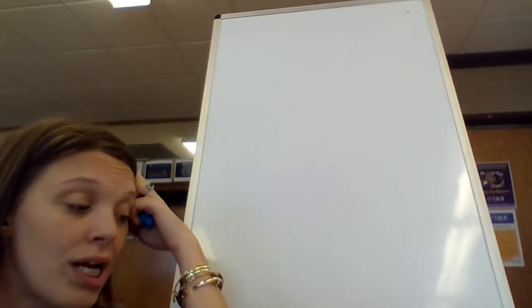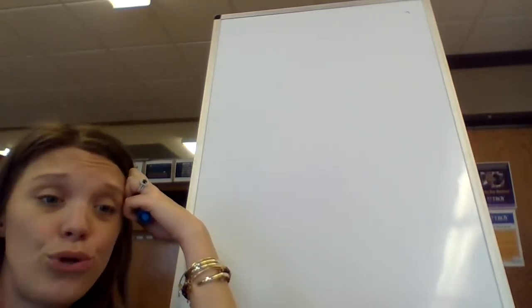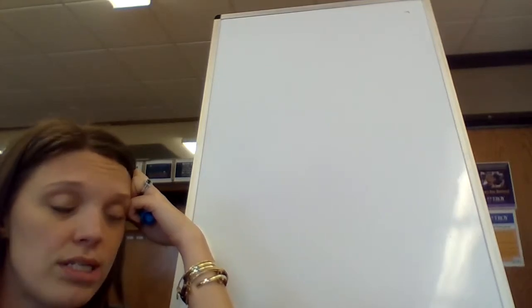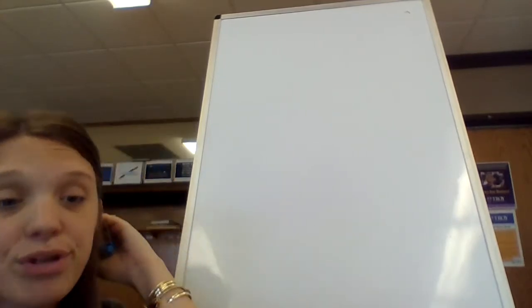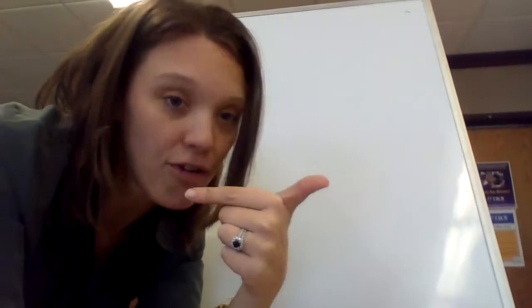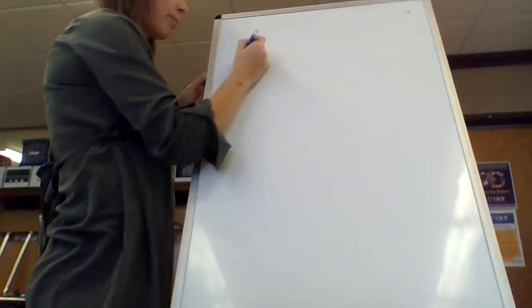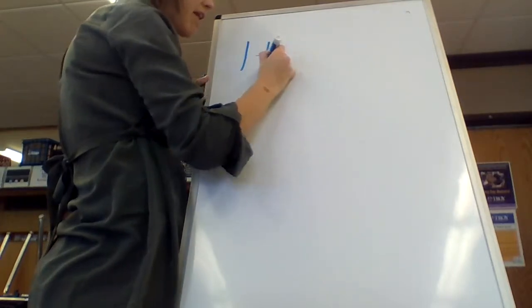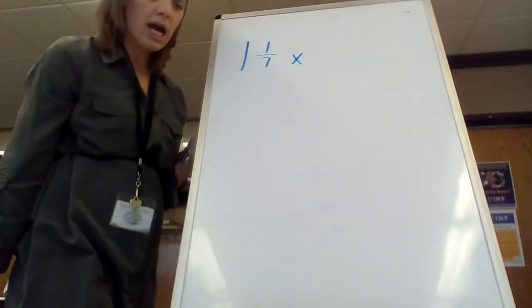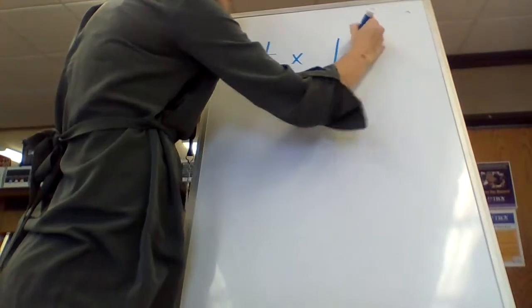So if you're looking at your homework, I'm going to start with doing number 2, which is 1 1/7 times 1 3/4. So you won't be able to really see my face, but you'll be able to hear my voice, okay? So our first problem, like I just said, is 1 1/7, and we're going to multiply that with 1 3/4.